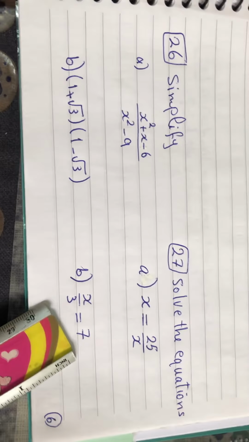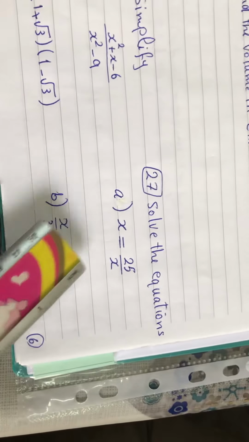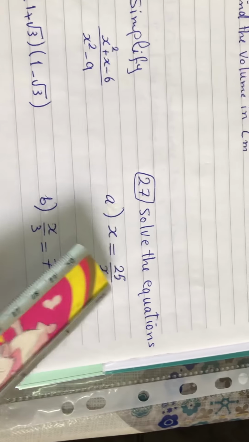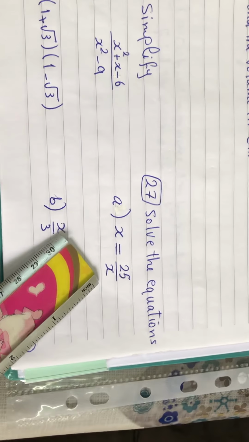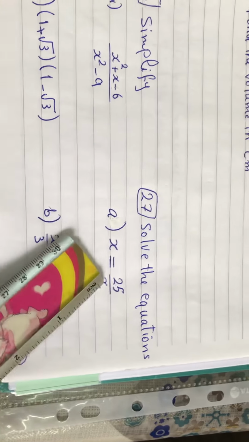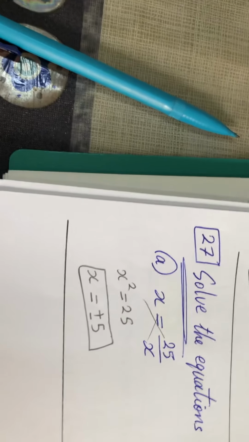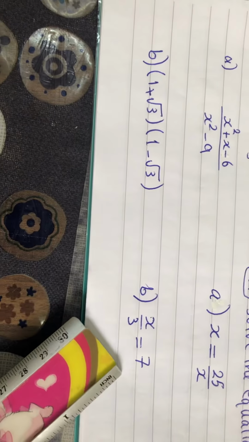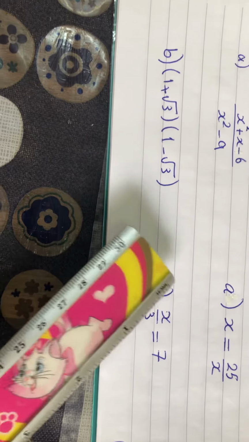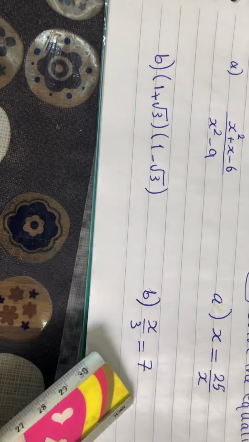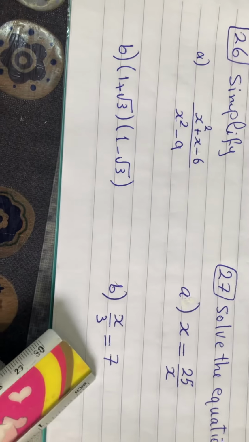Equation number 27, solve the equation. You can make cross multiplication, so x times x equals x square equals 25. So x equals square root of 25, it will be positive 5 or negative 5. Or you can multiply both sides by x. Here, x over 3 equals 7. You can multiply by 3 on both sides, or make cross multiplication. It's up to you. As you see here, x equals 21, not more.